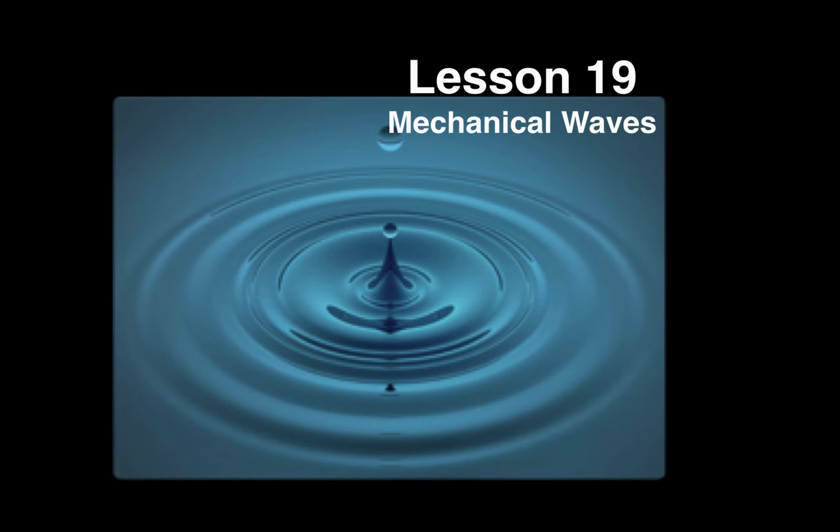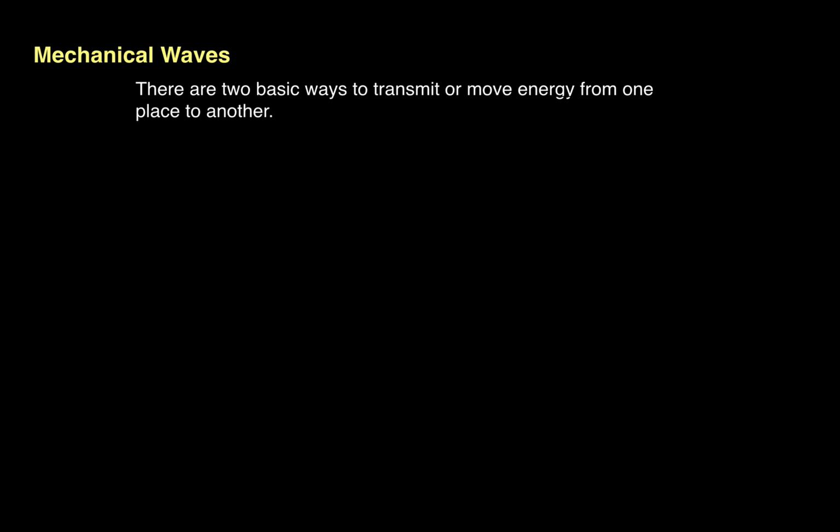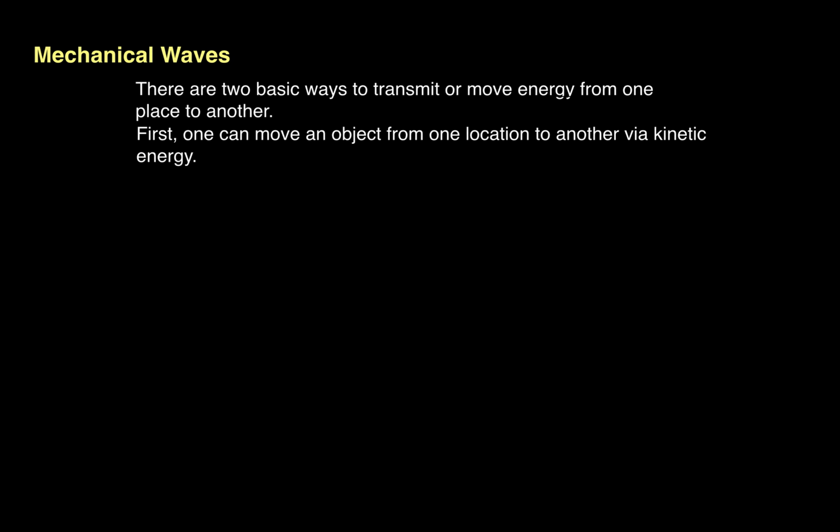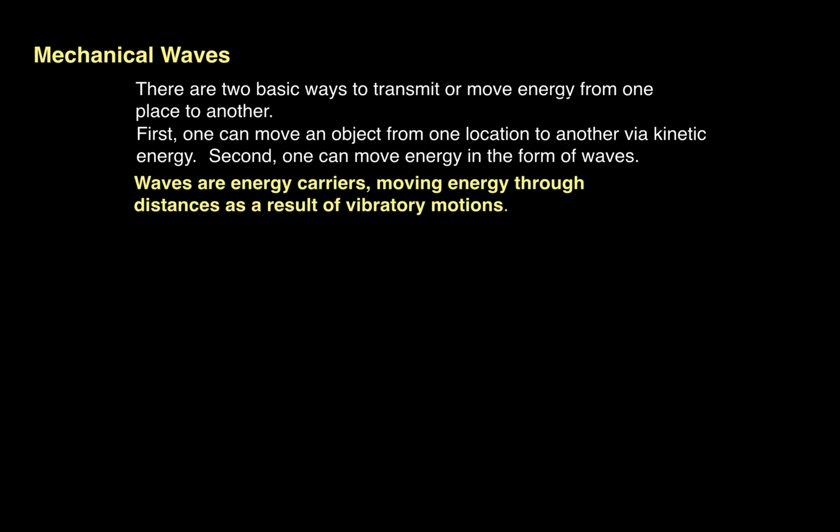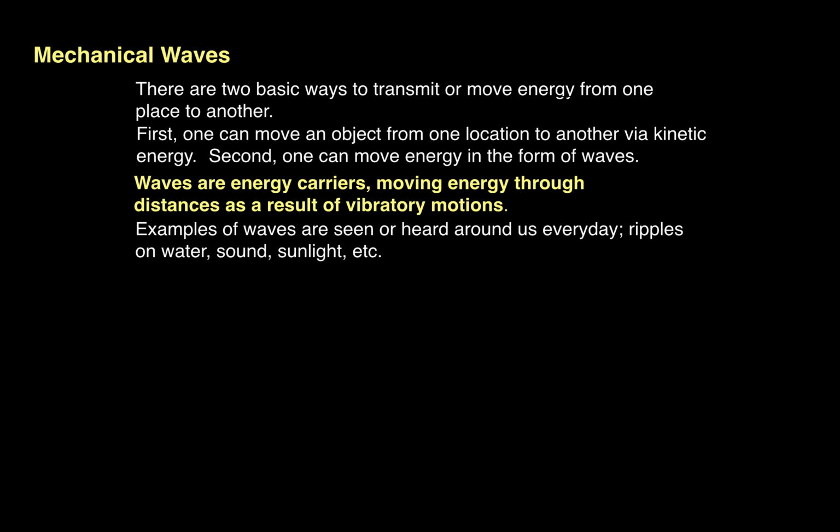Lesson 19, Mechanical Waves. There are two basic ways to transmit or move energy from one place to another. First, one can move an object from one location to another through kinetic energy. Second, one can move energy in the form of waves. Waves are energy carriers moving energy through distances as the result of vibratory motions. Examples of waves are seen or heard around us every day: ripples on water, sound, sunlight.